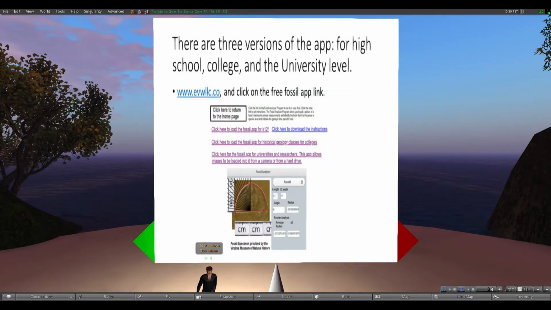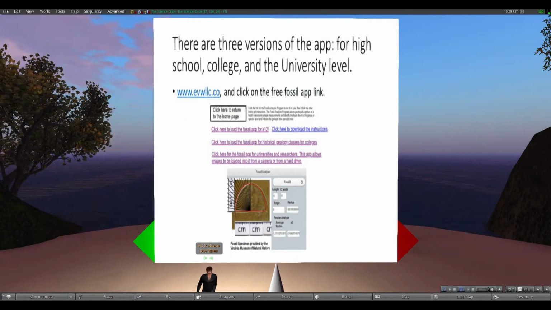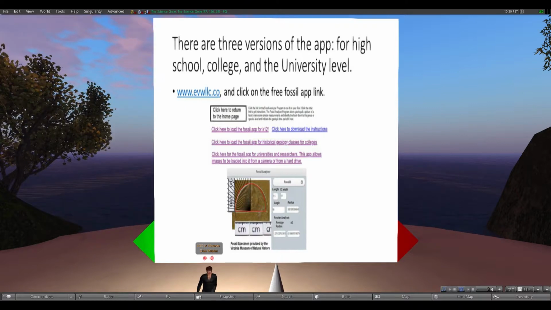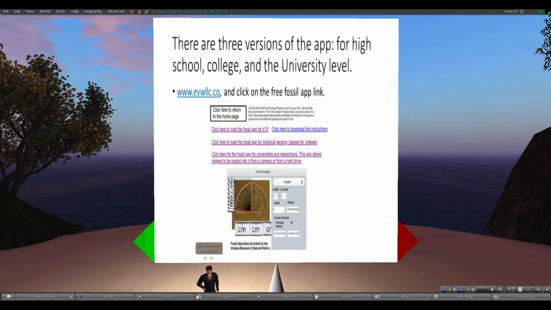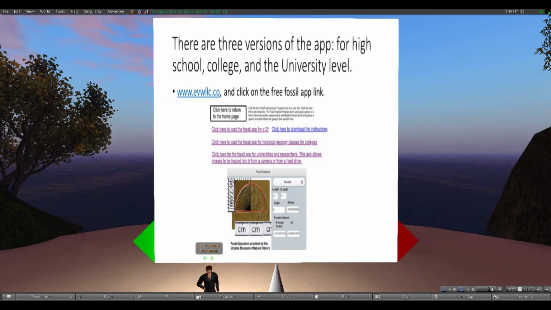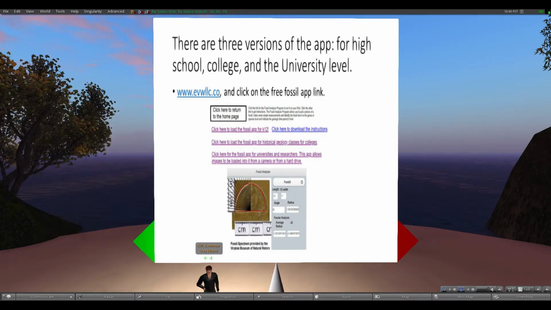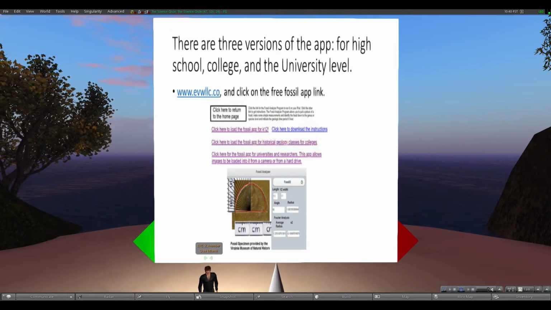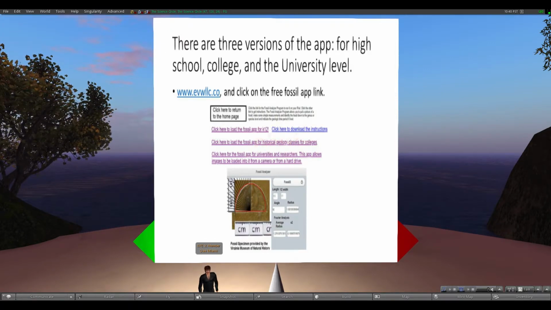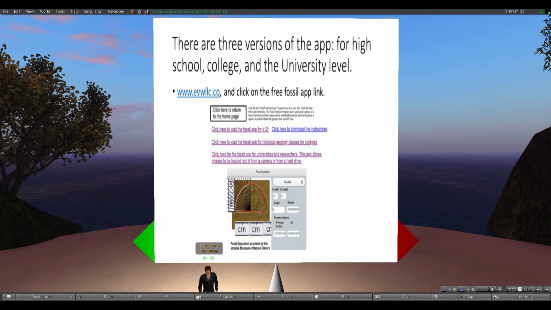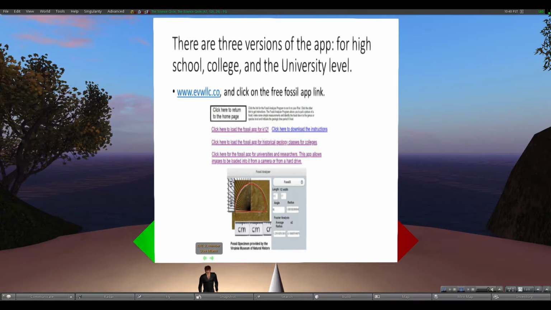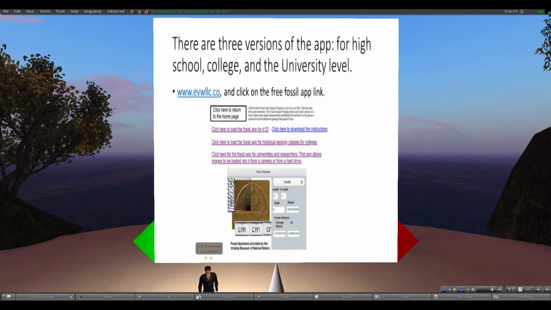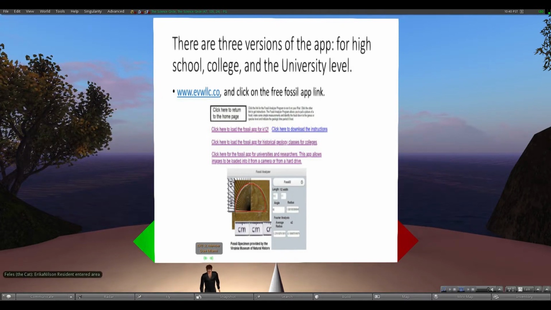All right, so like I said, there's at least 3 versions of the app. And there's the website for those of you that want to play around with it, www.evwllc.co. It's totally free. Everybody can use it, have fun with it. The K12 version is there. By the way, when you go to that website, there's a click on the free fossil app link, and it'll take you right to the selection, so you can pick your level, like high school. You click there. It gives sample data, or it gives a description of how to use the app.